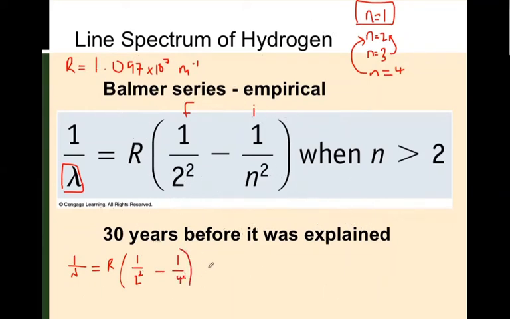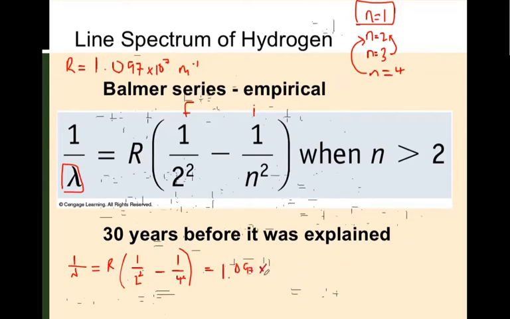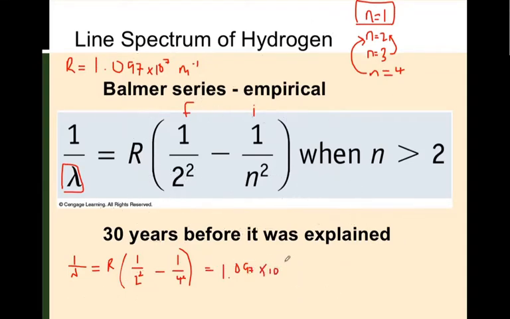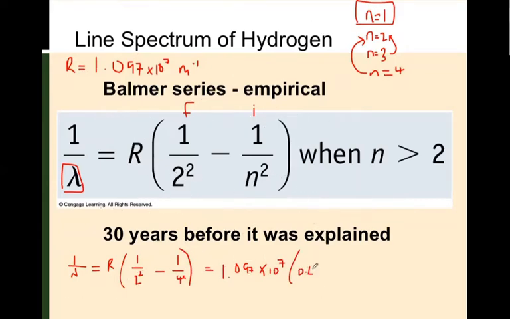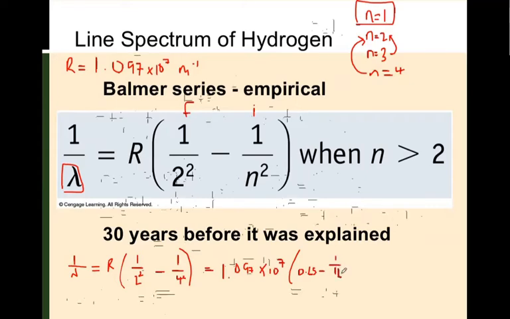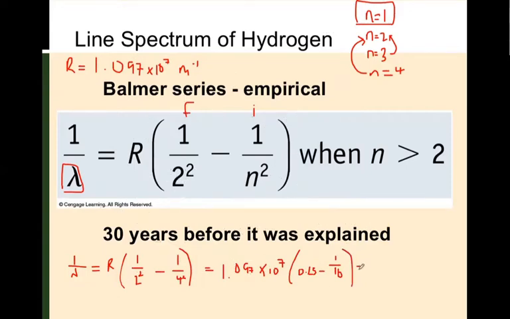And so that then becomes, is equal to what? 1.097 times 10 to the 7 times 0.25 minus 1 over 16. I don't know what that is. It is going to be equal to 1 over the wavelength, which this is going to be what?